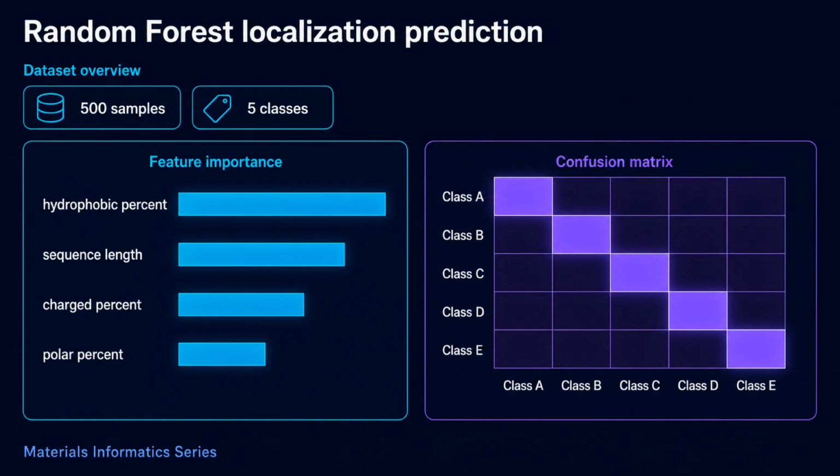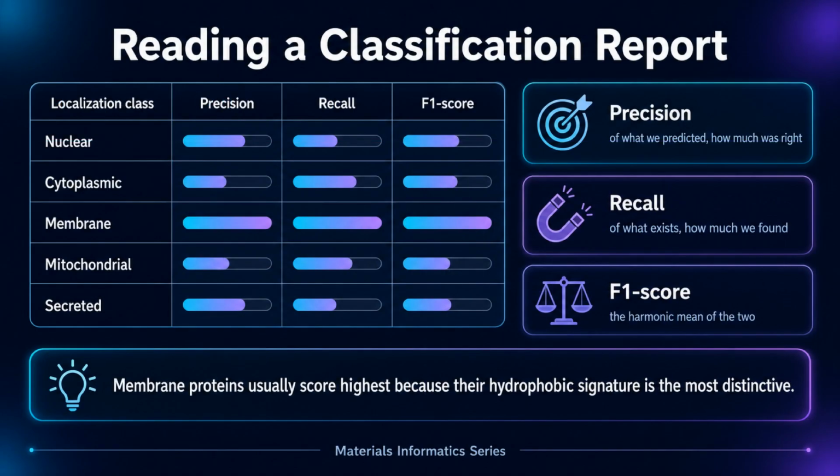After training, we examine feature importance. Hydrophobic percentage is highly predictive because membrane proteins are rich in hydrophobic residues. The confusion matrix shows how well we classify each location. The classification report provides detailed metrics. Precision tells us what fraction of predictions for each class are correct. Recall tells us what fraction of actual instances we found. F1 score balances both. Membrane proteins often have the highest scores because their sequence signatures are most distinctive.